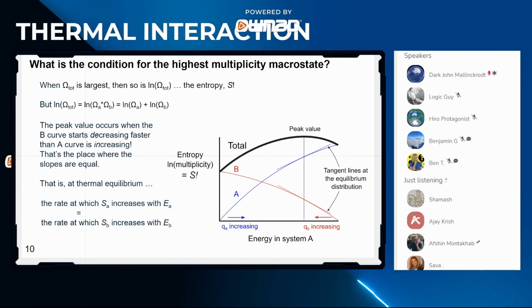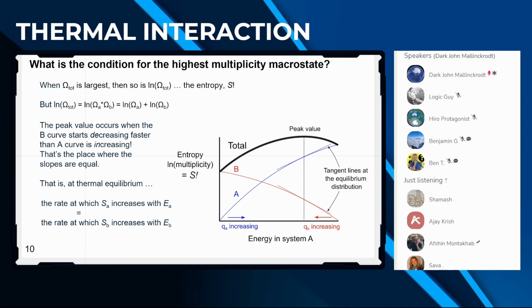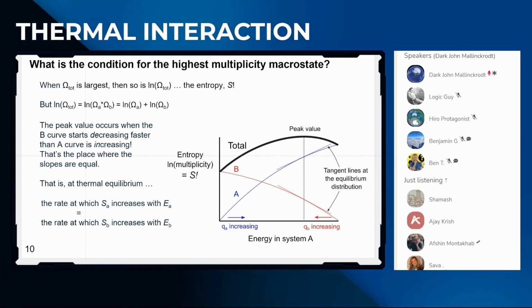They are not themselves probabilities; they're just multiplicities. And then it's just the case that the natural log of that total multiplicity is therefore the sum of the natural logs of the two multiplicities, because of the fact that the total multiplicity is the product of the two multiplicities.